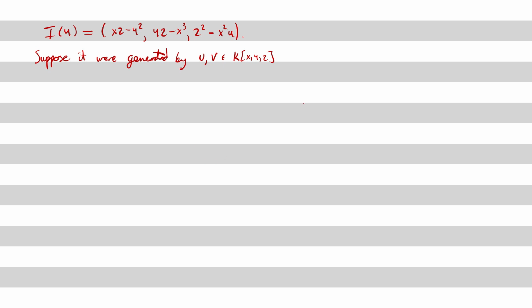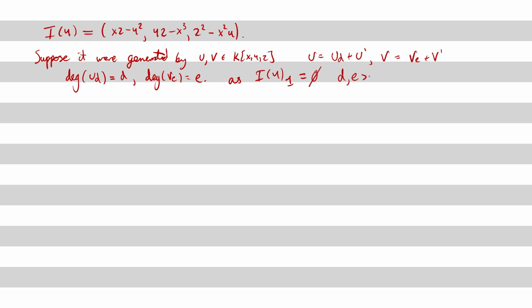Suppose it were generated by two elements. Then we can define U to be equal to UD plus everything else, V to be equal to VE plus everything else, and the degree of UD is D, the degree of VE is equal to E, i.e. these are homogeneous elements of degree D and E, respectively. As the linear part of I of y does not exist, D and E must be greater than 1.